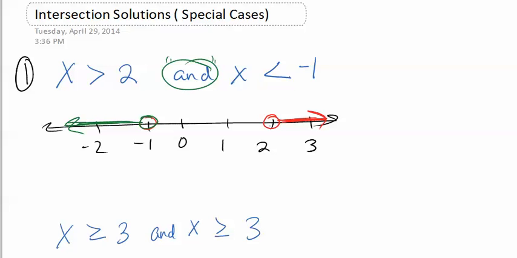Well, when I look at this graph, that doesn't seem to happen. For one inequality, the solutions are going to the right, they're all bigger than 2. For the other one, they're going to the left, they're all less than negative 1. And so for this solution set, there is no place where the two different inequalities actually share solutions. So this is what we call a no solution.